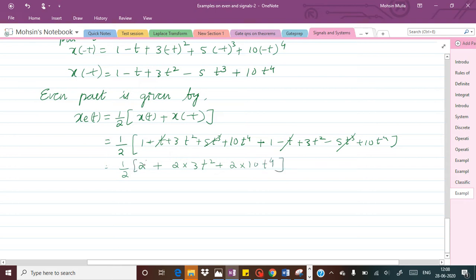So from every term 2 will get cancelled with this denominator 2, and we get x e of t equal to 1 plus 3t square plus 10t raised to 4. Okay, so that is what we get from this simplification. Now let us try to find the odd part here.